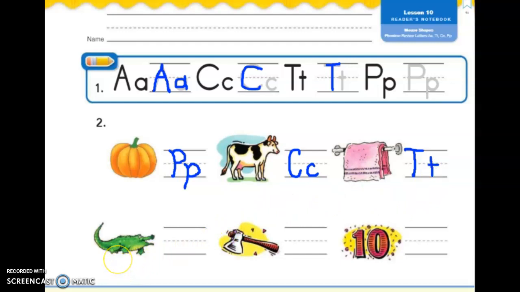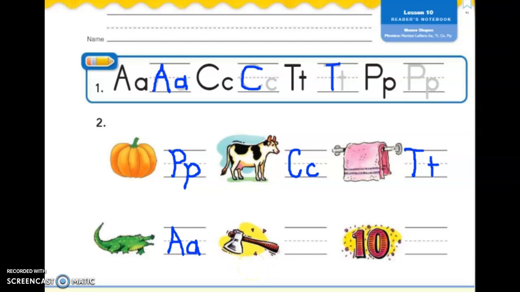I see an alligator. Says A. Go from top to bottom, a little slanted, cross on the dotted. Lowercase a is a circle below the dotted line and put a stick attached to it.